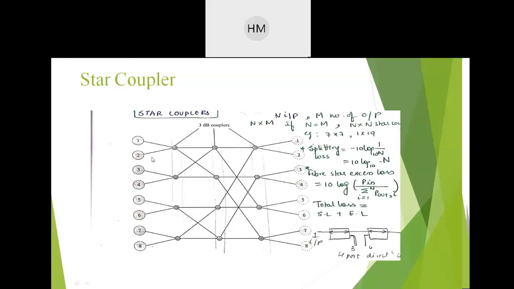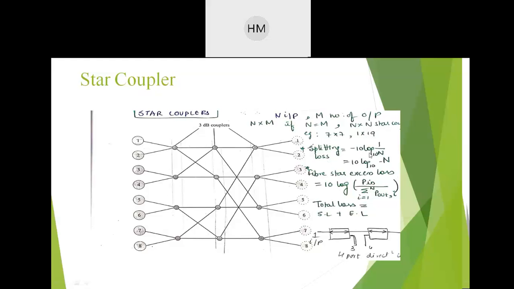ठीक है? What we are doing? We are coupling these two power. ठीक है? यहाँ power generate हो गया है. Again we are splitting this power for another node. This is my another node, 3 dB coupler. Again we have generated some power over here from these 3 points, 3 signal sources. Again generated 2 new powers which will move ahead. ठीक है? So you can design a 7 cross 7 star coupler, 1 cross 19 star coupler.